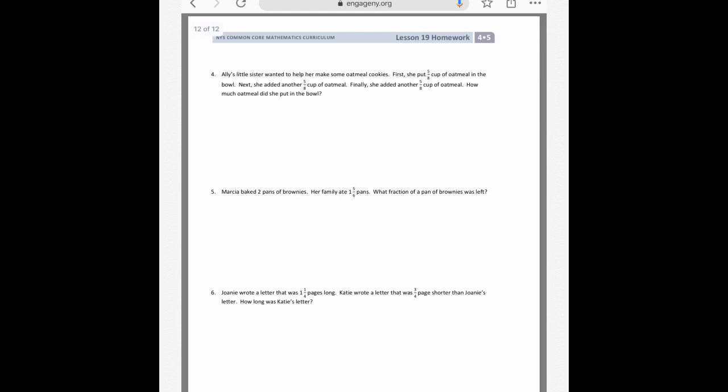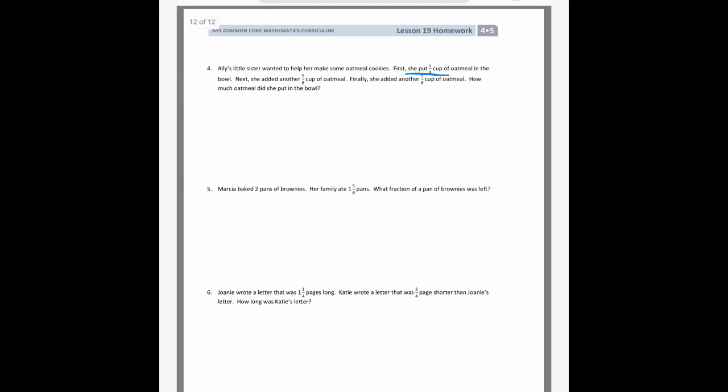First, she put 5/8 of a cup of oatmeal in the bowl. Next, she added another 5/8 of a cup. And finally, she added another 5/8 of a cup of oatmeal. How much oatmeal did she put in the bowl? So I'm going to underline each 5/8 with a different color so you can see what I'm doing when I draw the picture.